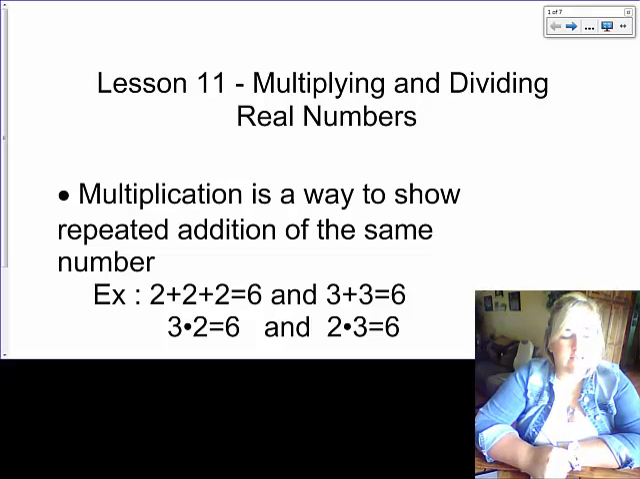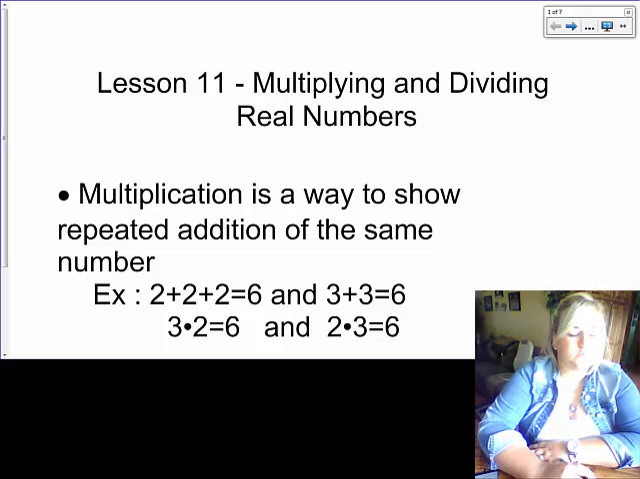What we're talking about today is lesson 11, multiplying and dividing real numbers. Multiplication is a way to show repeated addition of the same number.